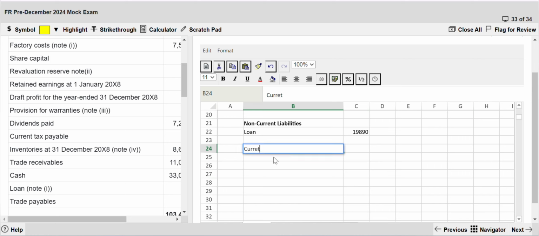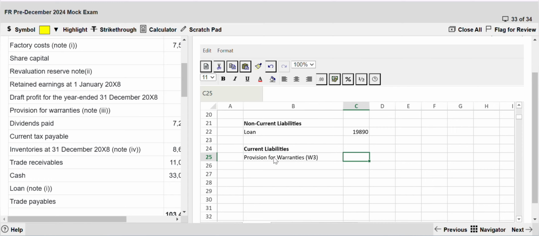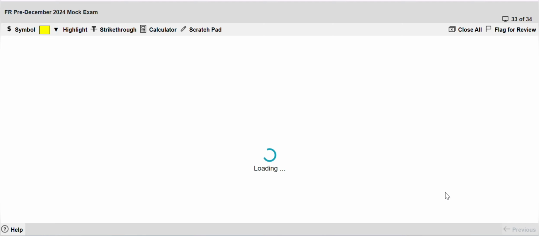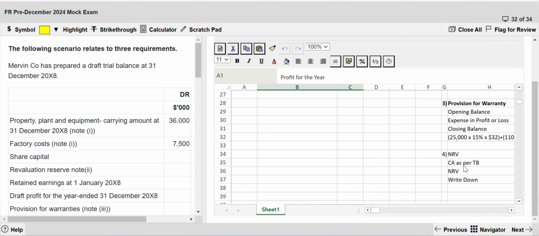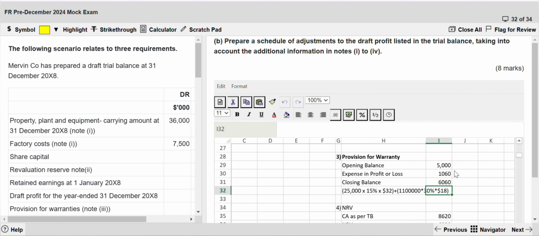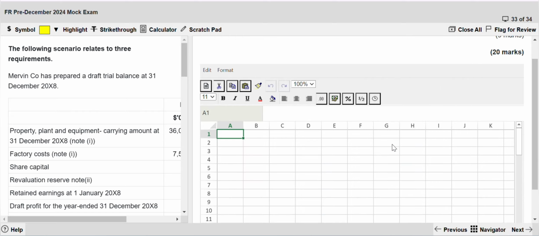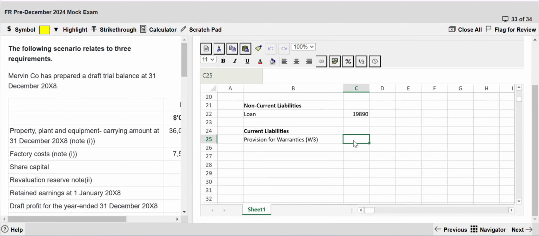Then we will have current liabilities. First and foremost, provision for warranty, right? Warranties will be at what value? 6060, right? Working note number 3. That's what we have calculated over here. So the provision amount was 6060.